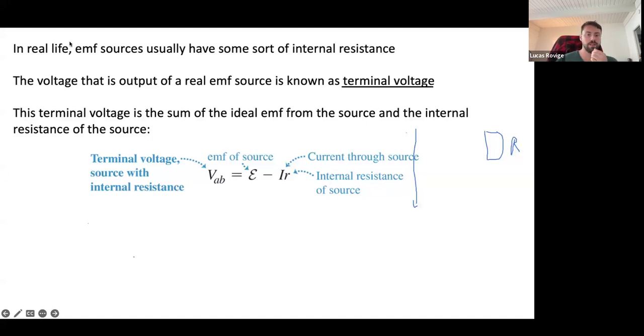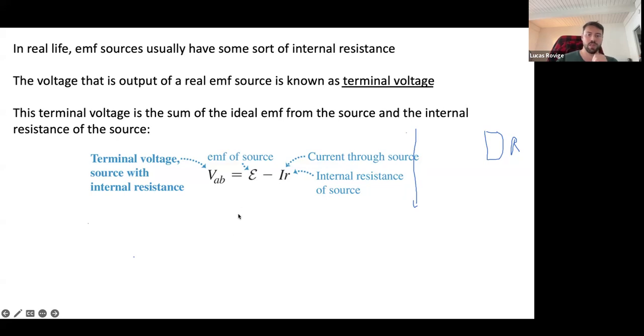Okay, and we've seen that in the ideal case, the EMF was just equal to the voltage difference, the potential difference between the two endpoints of the device. So, for instance, the points A and B. But in real life, as we've seen, even wires have some internal resistance. And so EMF sources will also have some internal resistance inside of them because of their components.